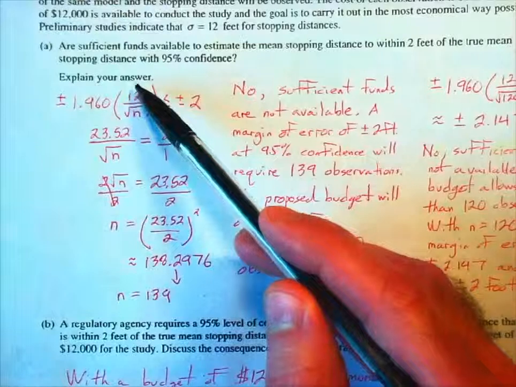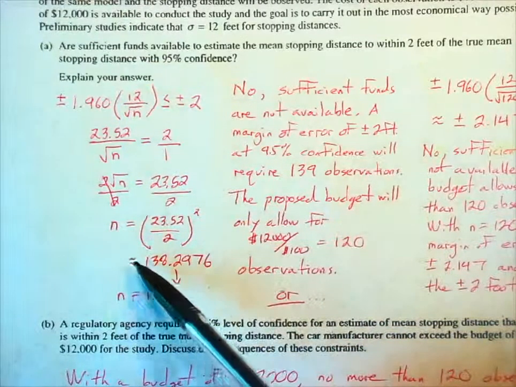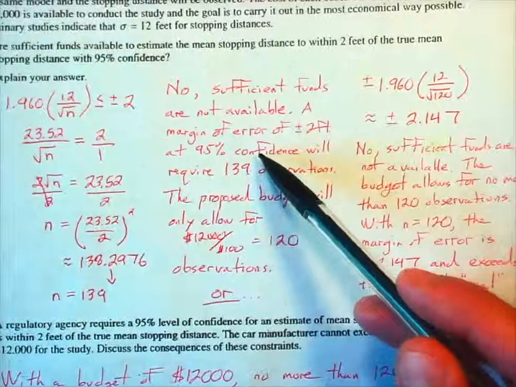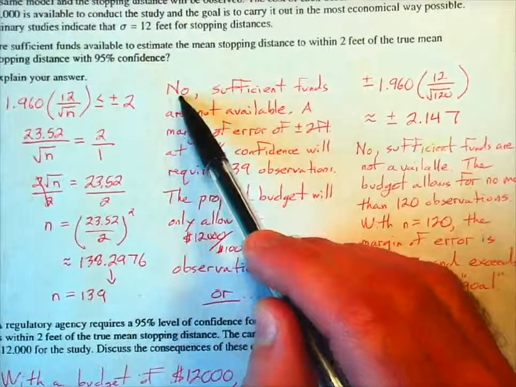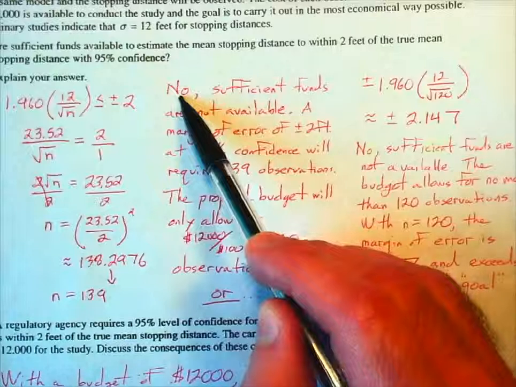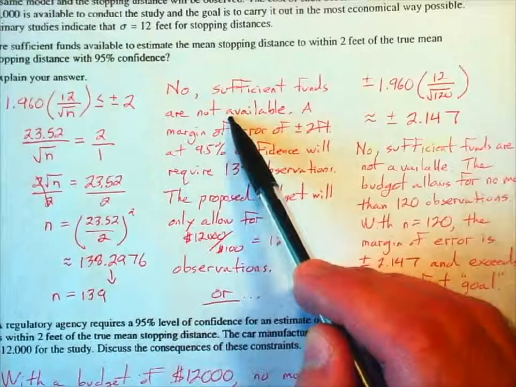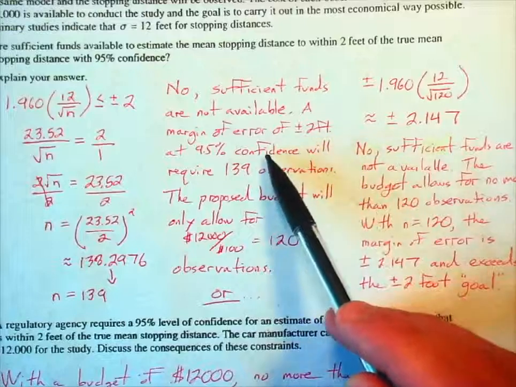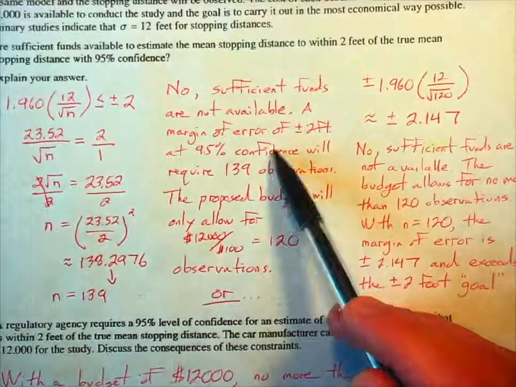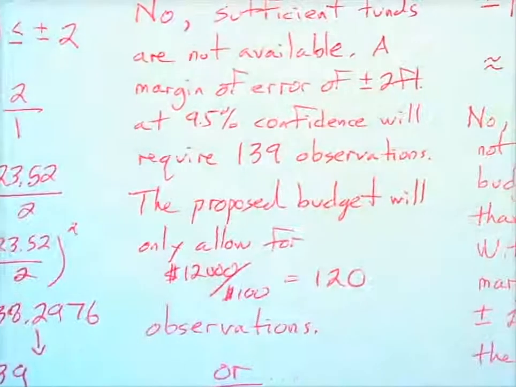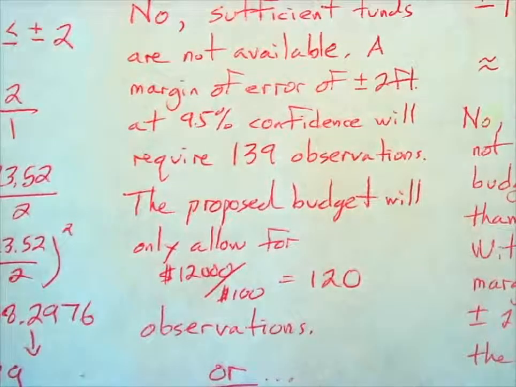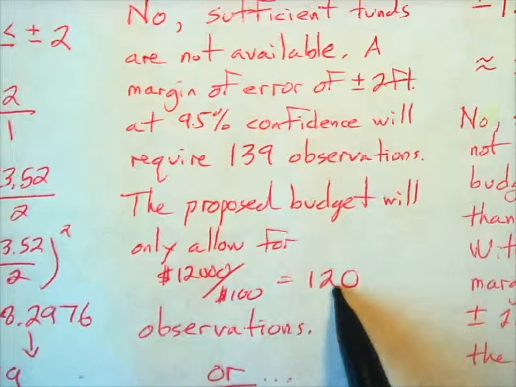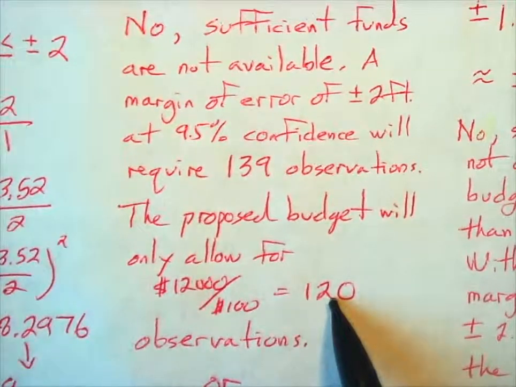So "explain your answer" means, in part A, you have to include your work. You need to show how you set up this calculation, and then you need to give a written explanation. It is a yes or no question, so say yes or no. This is no. Sufficient funds are not available, and here's the explanation. A margin of error of plus or minus 2 feet at 95% confidence will require 139 observations. But the proposed budget will only allow for 12,000 divided by 100, or 120 observations. That's why we don't have sufficient funds.